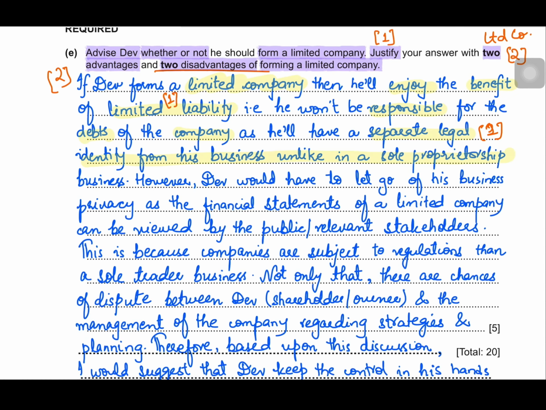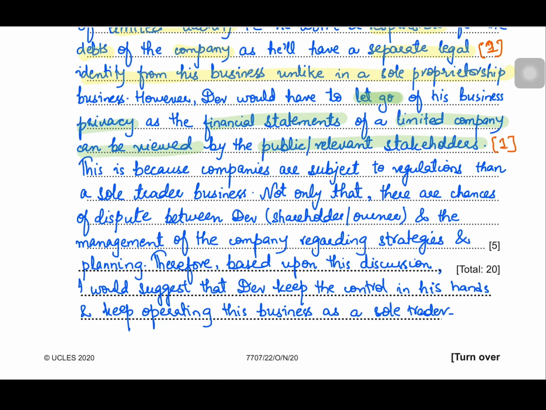Now, the drawbacks. However, Dave would have to let go of his business privacy, as the financial statements of a limited company can be viewed by the public or the relevant stakeholders, because they are available to anyone. These are published. Now, first drawback: this is because companies are subject to more regulations than a sole trader business. Now, you're explaining this point. And not only that, this is not enough.